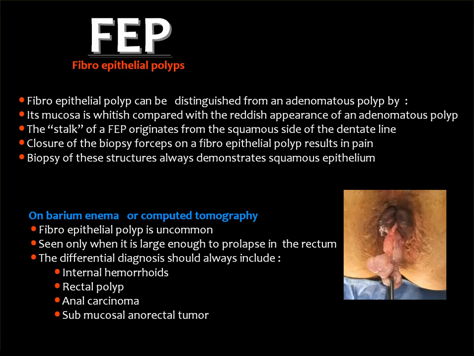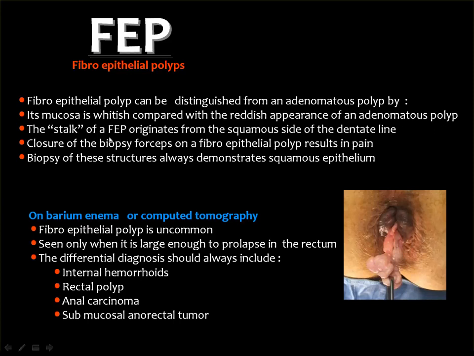The fibroepithelial polyp is distinguished from the adenomatous polyps that may occur in the colon or even in the anal canal. The mucosa is white, and this is one of the differentiating points that the radiologist cannot see by himself in most instances. The surface of the polyp is white, compared to the reddish appearance of the adenomatous polyp.